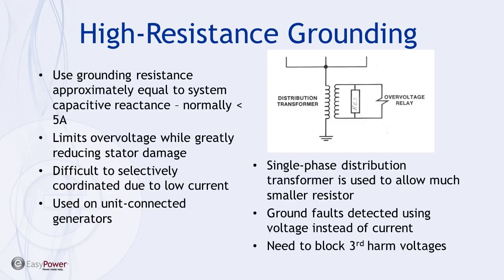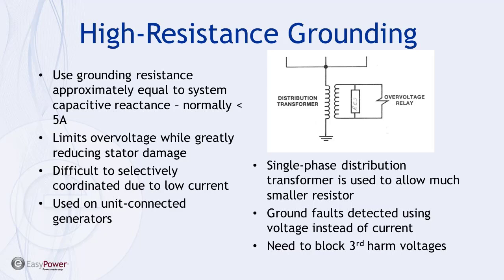Okay, so that was low resistance grounding. Let's talk about high resistance grounding. The concept is the same. We're going to put some impedance between the neutral and ground to limit the fault current, but we're going to go to a much higher resistance. And so we're going to limit the current to something around 5 amps, maybe less. The idea is to roughly equal the capacitive reactance of the system.